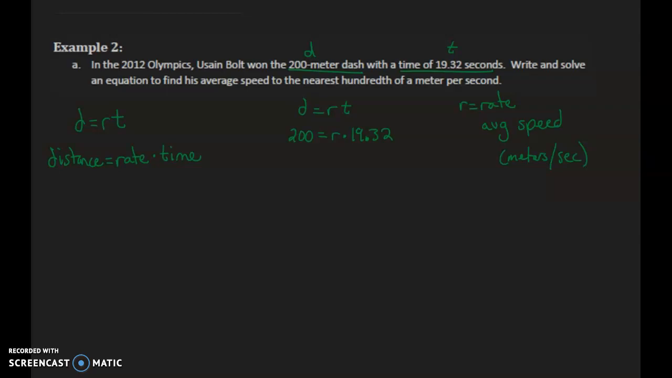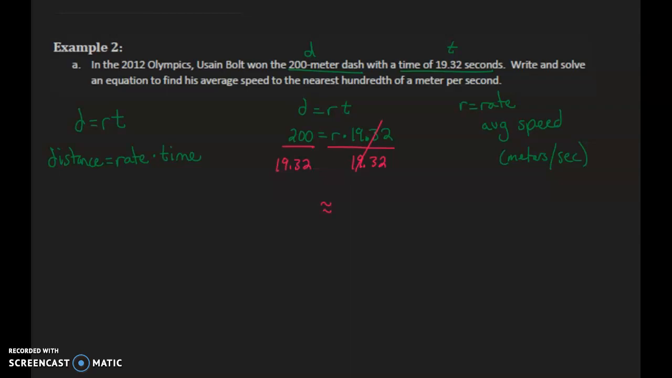So here's our equation. When it said write an equation, this would be our answer. 200 equals r times 19.32. So now to solve for r, it's r times 19.32. So we want to do the inverse of multiplying, which is dividing. So we're going to divide by 19.32. And remember, what we do to one side of the equal sign, we must do to the other.